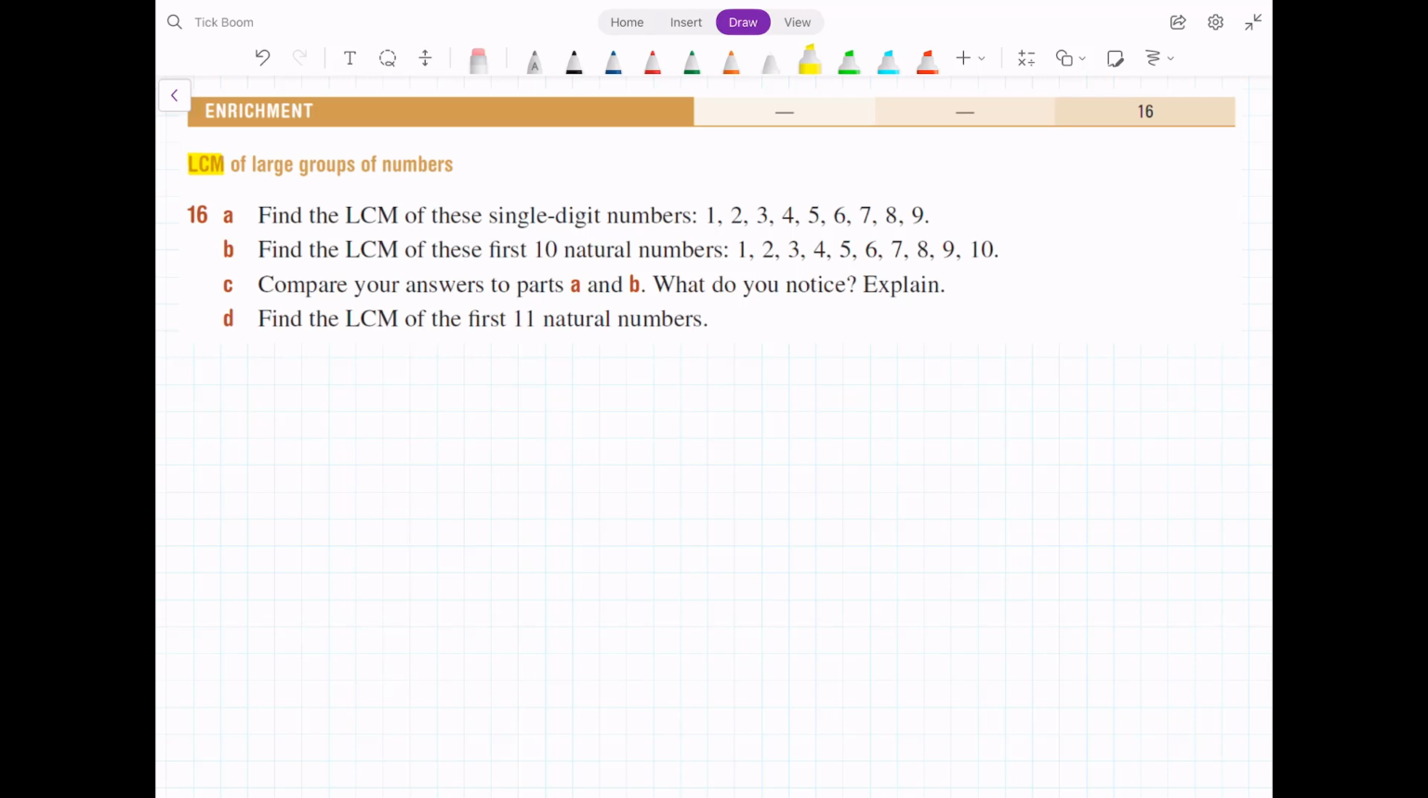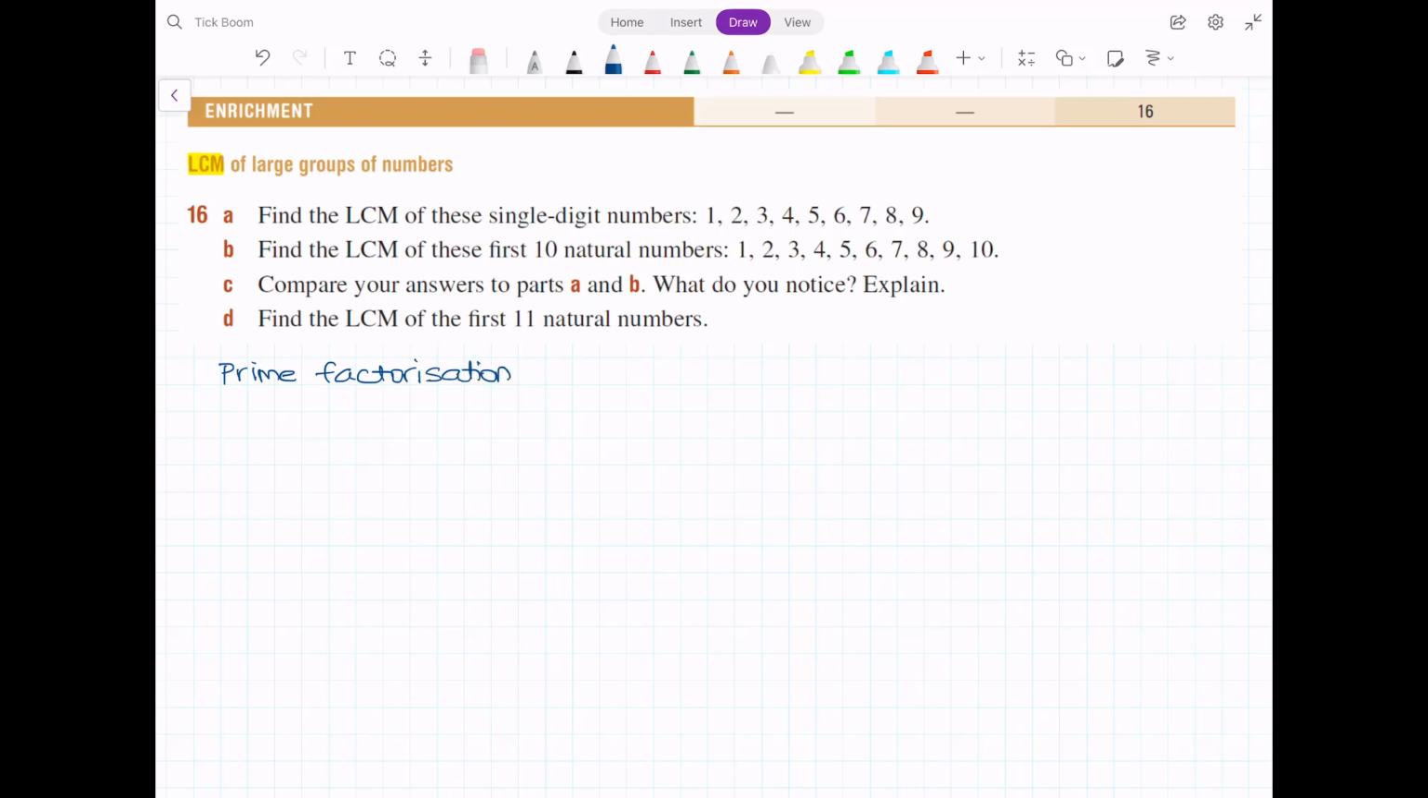So given we're finding the lowest common multiple of more than just a pair of numbers, we're going to need to use the technique we learned about prime factorization and how that can help us with this problem.